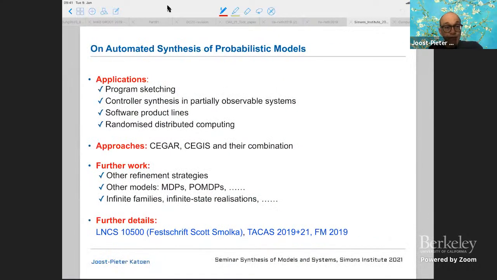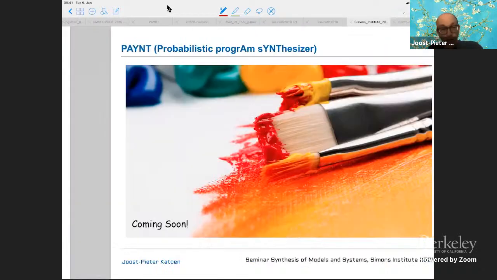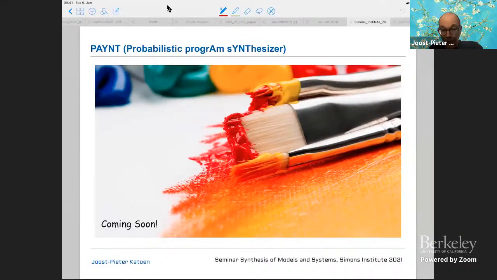I'd like to wrap up. I hope to have shown you a couple of examples. I did not show you software product lines, I only mentioned it. Keep in mind that we use both CEGAR and CEGIS as well as their combination. Well, I'm the first to admit that this is definitely initial work in this direction. I think there are a lot of things that can be improved, refinement strategies, which I didn't explain in detail to you in this talk. We also want to look at other models, not only Markov chains and not only finite families, but also infinite families and so forth. Here are some pointers for further reference if you're interested. And there will be a tool soon in which this all is available to you.